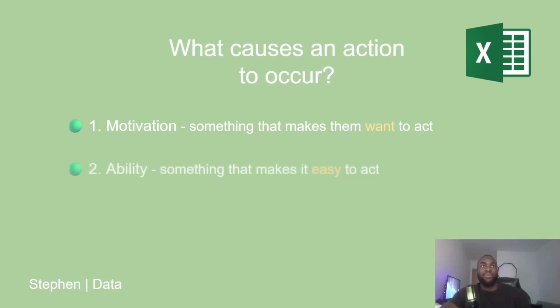Number 2, ability, something that makes it easy to act. You're actually removing friction from anything that they want to do. So let's imagine that they want to do it, but if it's difficult for them to do it, then no action is going to happen. So you want to show them something that has no barriers in the way. It's just a clear path for them.